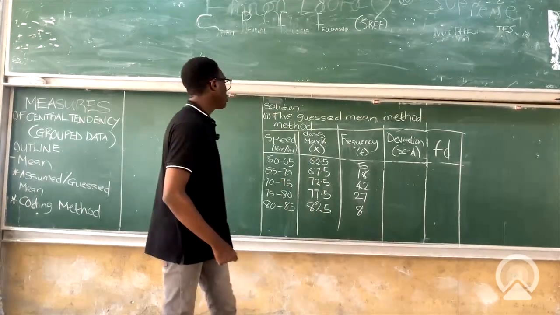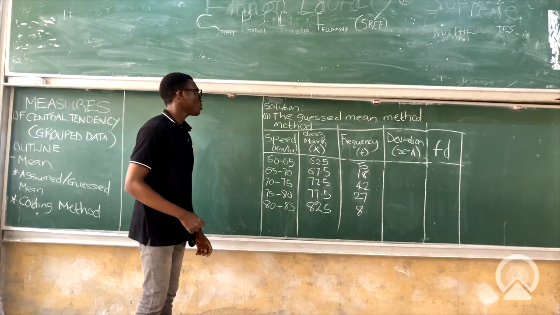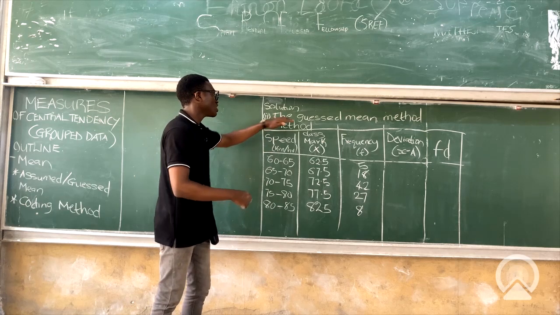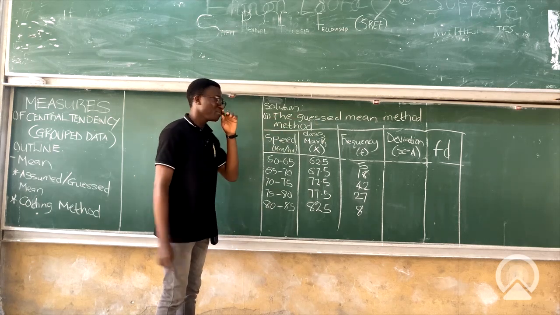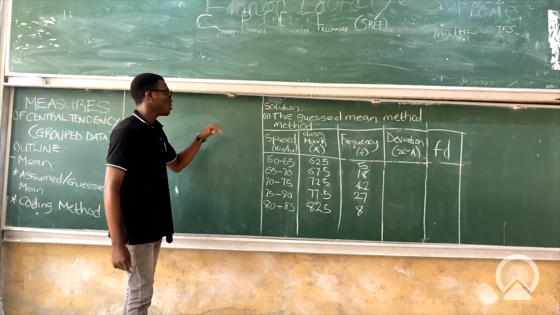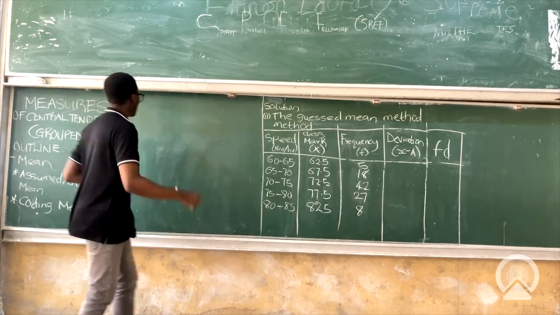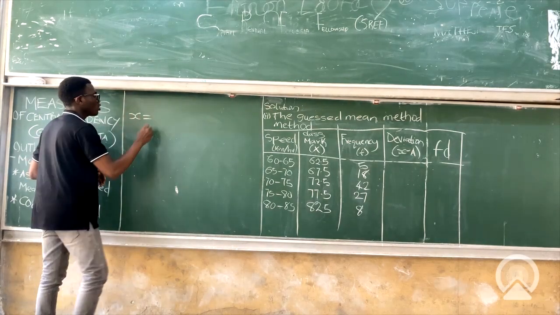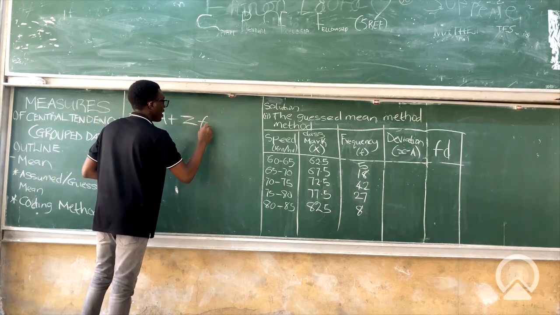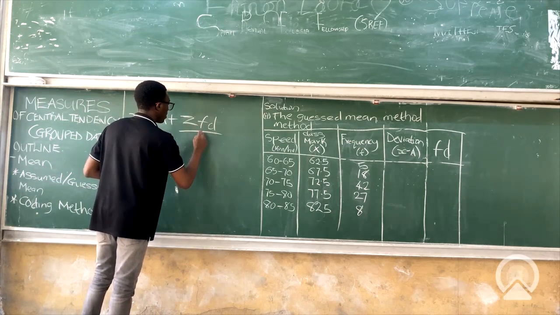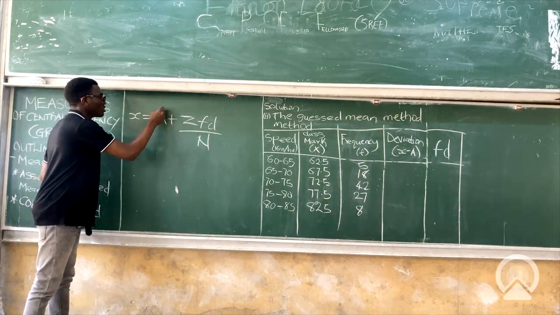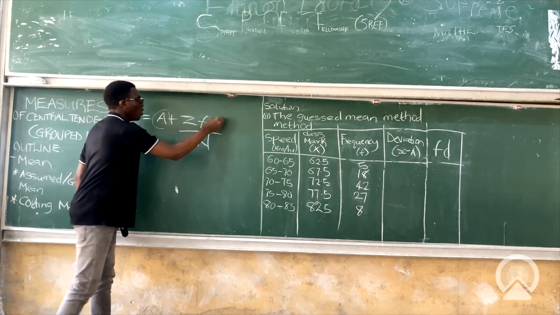We are going to continue from where our last video stopped, and we were asked to find in the second part of the question the mean using the guessed mean method or the assumed mean method. Now, one thing to note is that when you're told to find mean using the guessed mean method, the formula is equal to A plus summation FD all over N. Now, we need to know what A signifies and what D signifies.